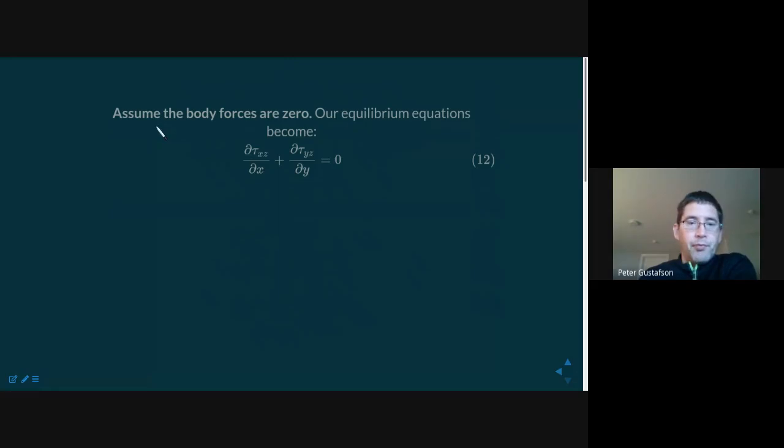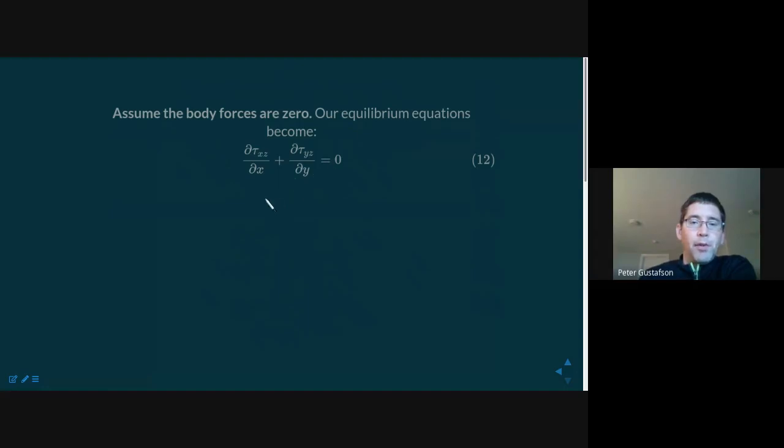Okay. Now, for the moment, we're going to assume that body forces are 0. Okay. By the way, the equilibrium equations that I've written here, I've already shortened the equilibrium equation just to remind you what was present here. So this is actually now the third equation.